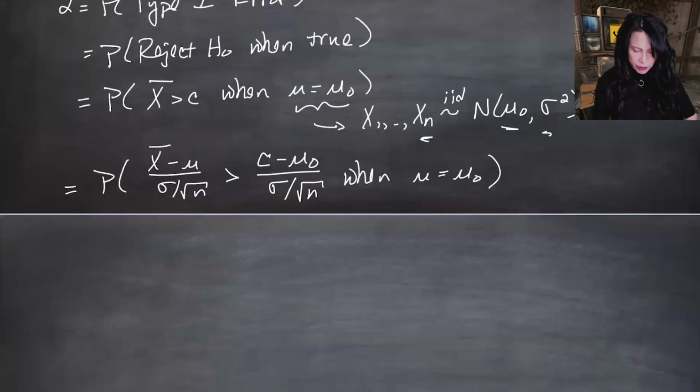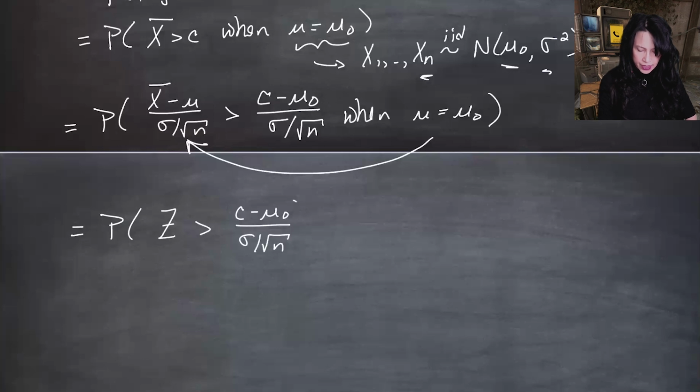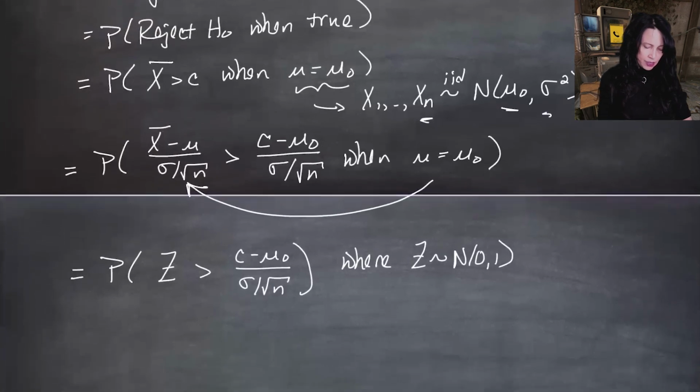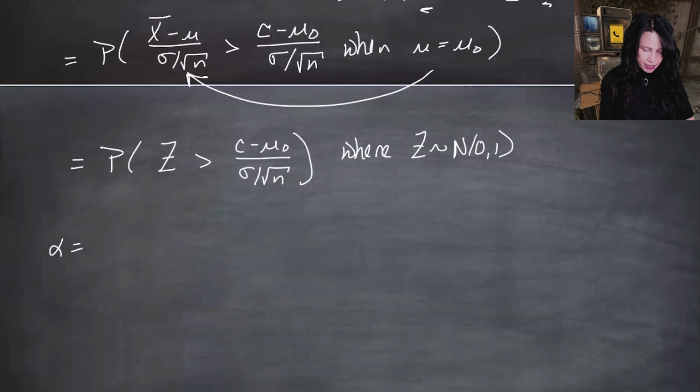So let's use that piece of information again. If mu is mu naught, then this has been properly centered around 0. We subtracted mu naught, and that was the right thing to subtract. And that means we get to say this is a random variable z greater than this quantity over here, where z has a standard normal distribution. And this whole thing started with an alpha, so alpha is this probability.